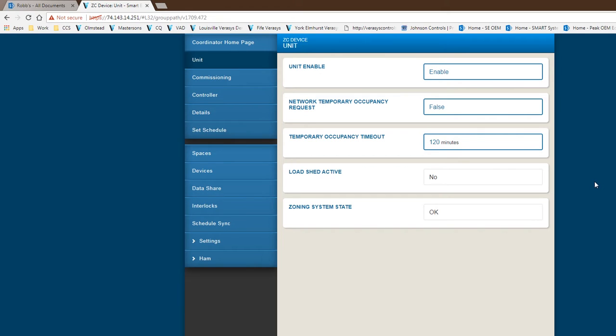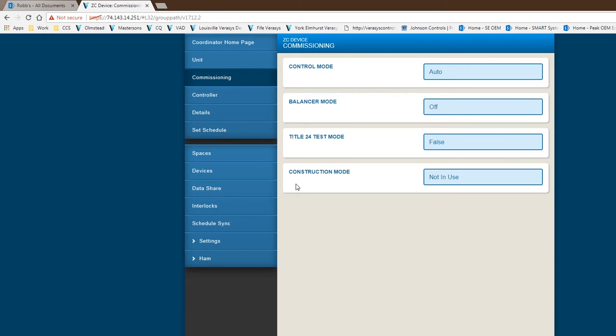If somebody pushes that or changes the knob from a set point perspective, that will get you into that temporary occupancy if you're in an unoccupied mode. And then depending on the setting here, that's how long the system would run.